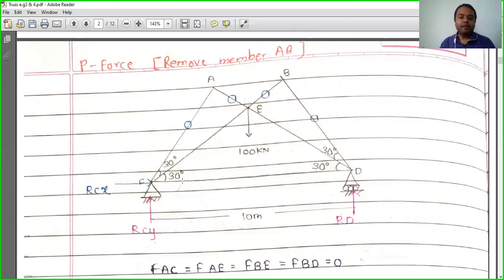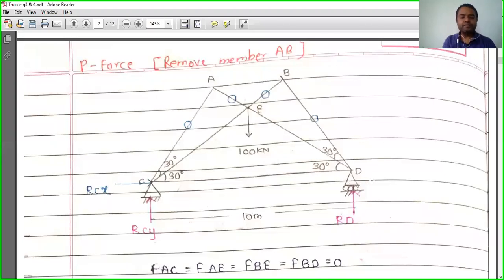It is symmetric in the point of loading. This 100 kN force is applied at the center, so this is also totally symmetric. The given structure is geometrically symmetric. It is also support-wise symmetric. Why? Because at C there is only a vertical reactive component, and at D there is only a vertical reactive component.